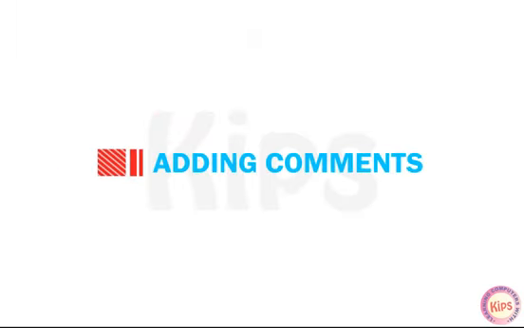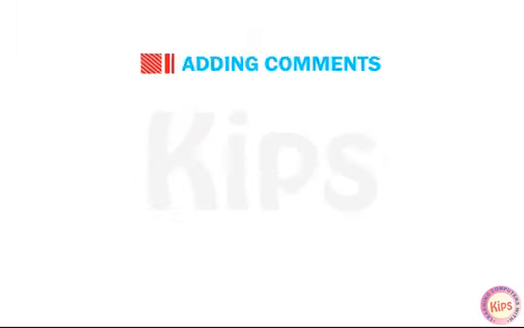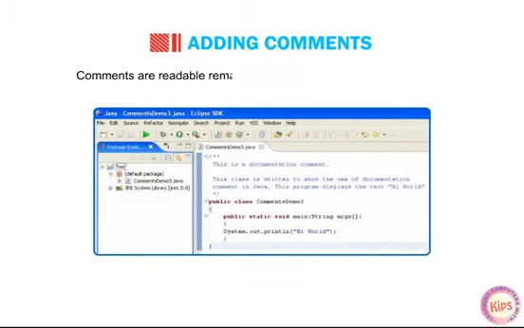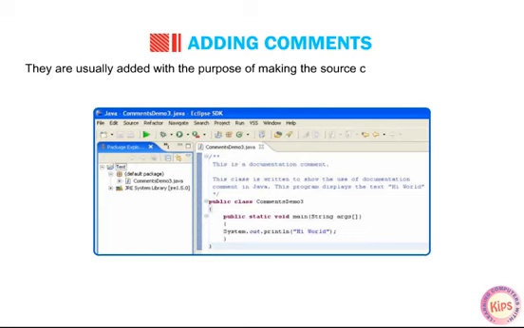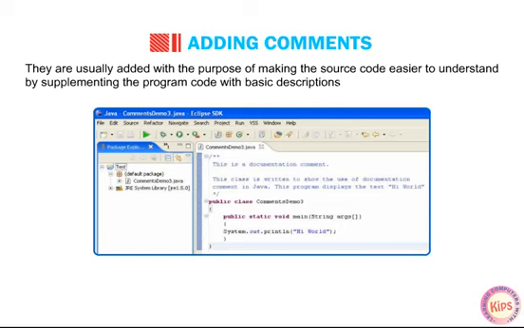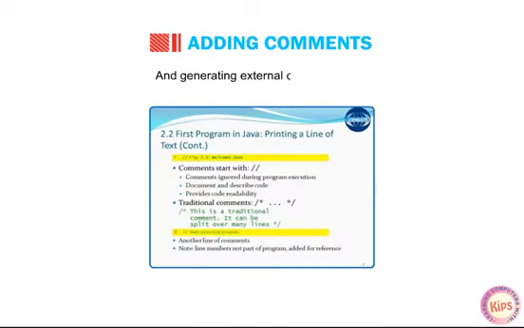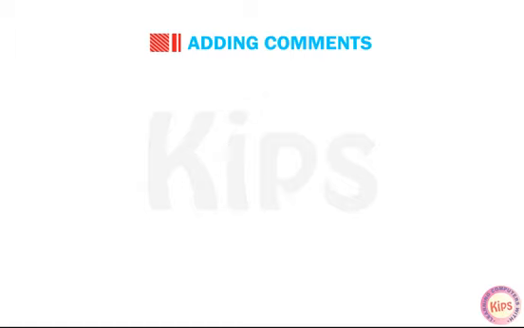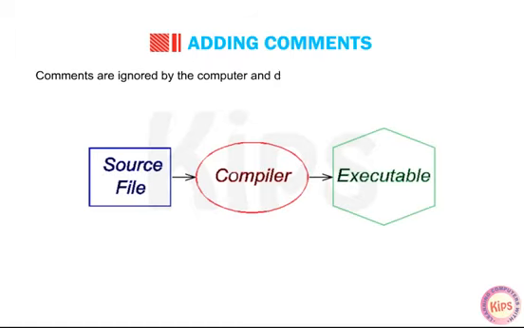Students, let us understand how to add comments. Comments are readable remarks embedded inside the program code. They are usually added to make the source code easier to understand by supplementing the program code with basic descriptions and generating external documentation. Comments are ignored by the computer and do not affect how the program executes.